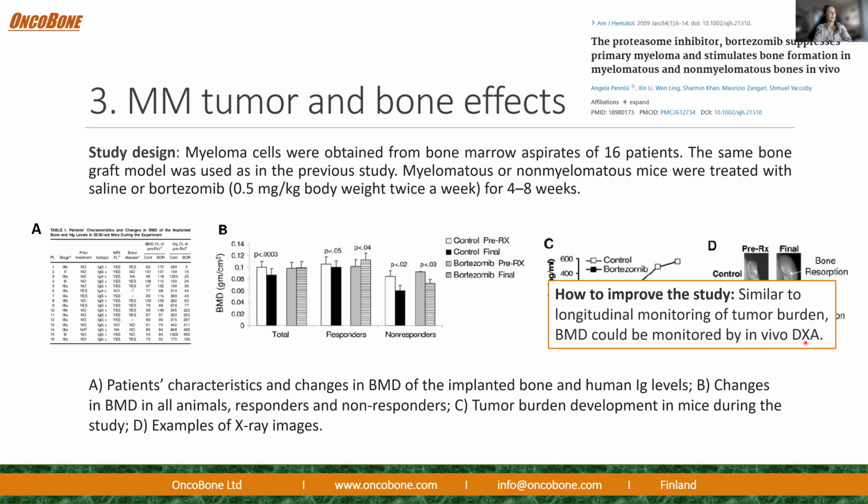So in this case here, they showed so nicely how the tumor burden longitudinally develops in the animal. So here it would have been really nice to see, sort of as a second graph, how the BMD is developing in the animal models and how that goes hand in hand with the decreased tumor burden.